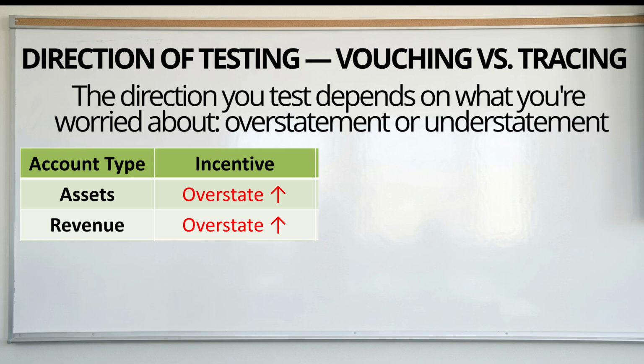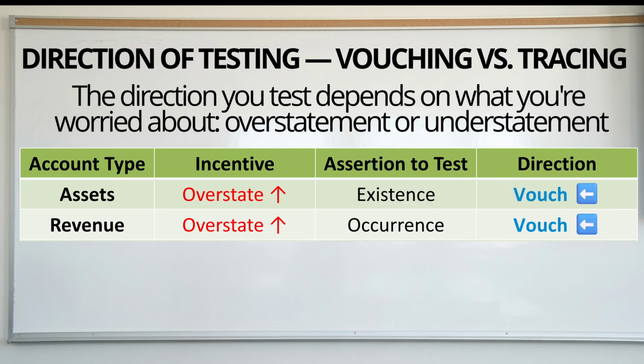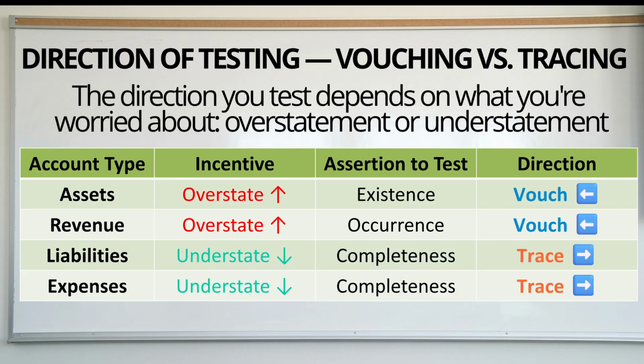Here's the pattern. Companies want to look richer, so they overstate assets and revenue. That means you test existence for assets and occurrence for revenue. Companies also want to hide what they owe and what they've spent, so they understate liabilities and expenses. That means you test completeness for both. Every overstatement risk, you vouch. Every understatement risk, you trace.